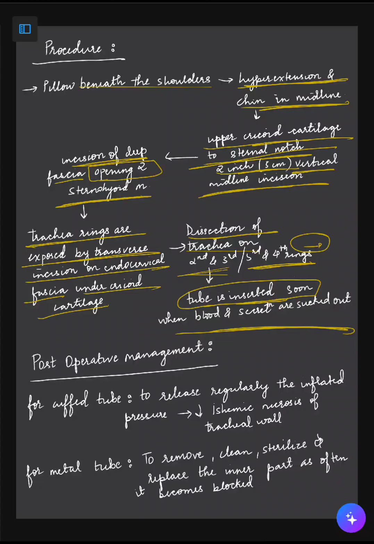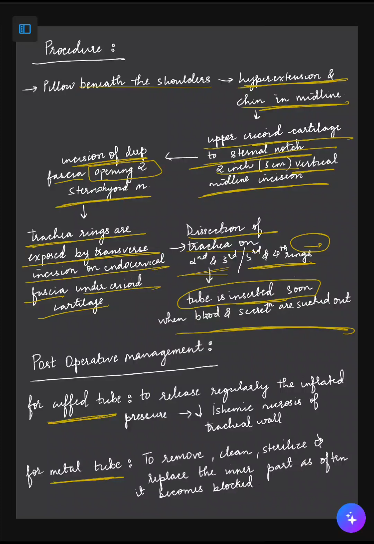Next is the post-operative management. Now we should have constant supervision and a well ventilated warm room should be there. Now there are two tubes. One is cuffed tube and second is metal tube.